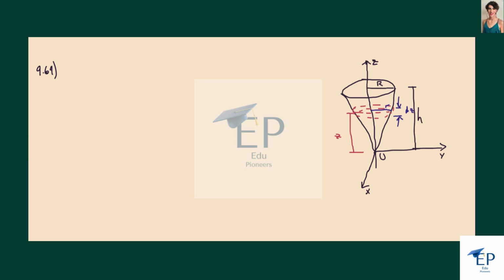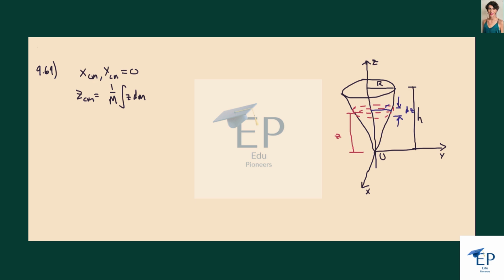And from symmetry, automatically we should see here that the center of mass in the x and y positions are both 0. So we're only going to have to figure out the center of mass in the z direction. And we know that z center of mass is given by 1 over total mass integral of z little dm.